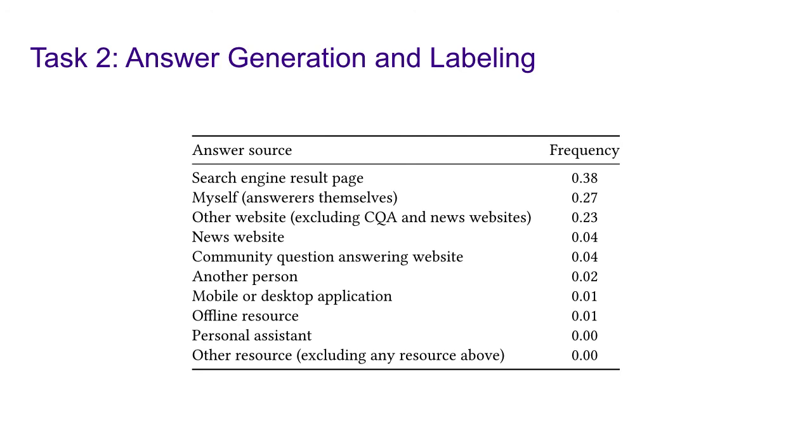This table shows the distribution of answer sources indicated by the answerers. The great majority of the answers are obtained from 3 main sources: search engine result pages, the answerers themselves, or a website excluding CQA and news websites. Interestingly, no participant obtained their answers from a personal assistant, despite their increasing use in homes and mobile phones. Also, no participant selected the other resource option, indicating that the options we provided in the study had good coverage.